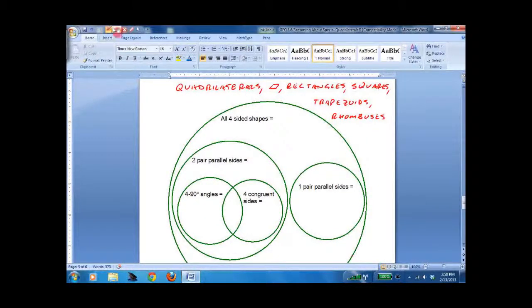Now I'll do it. This means quadrilaterals, all four-sided shapes. And only one pair of parallel sides means trapezoids. Two pair of parallel sides means parallelogram. And I'll actually write that out in case you forgot that that means parallelogram. It never means square or rectangle, even if you draw it like a square or rectangle.